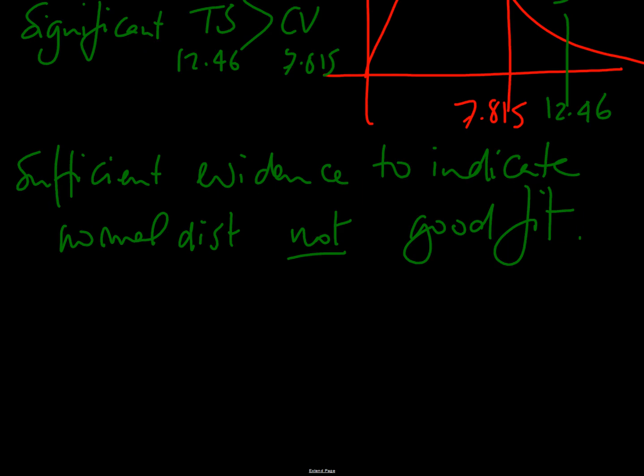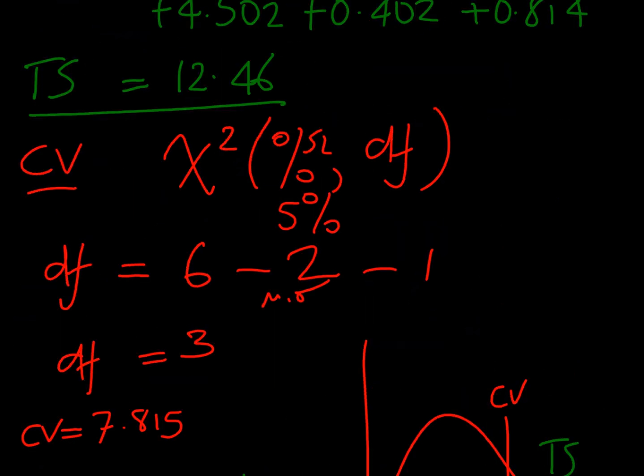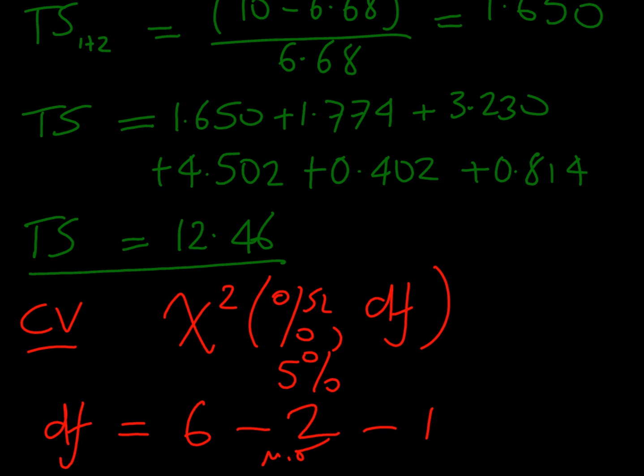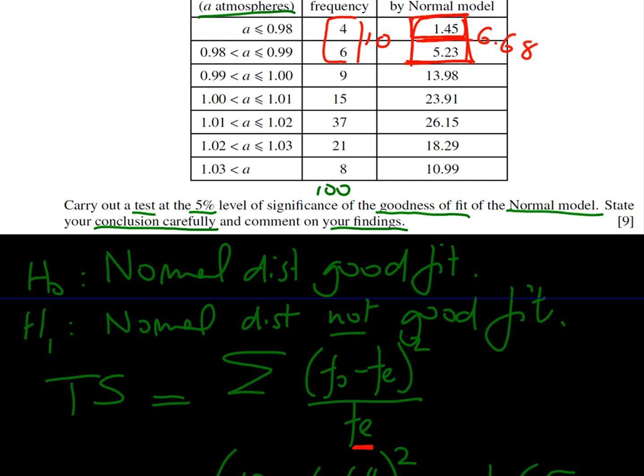So what are we going to do? We're going to look at where the results are divergent. Let's have a look at where we had large contributions. So we had a large contribution, 4.5 there and 3.2 there. They came from these 2 groups here, didn't they? That's because our expected values here are much larger than our observed values.